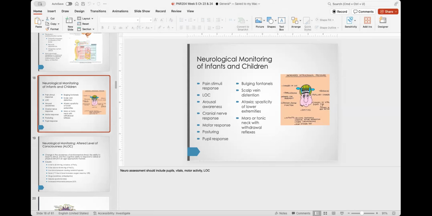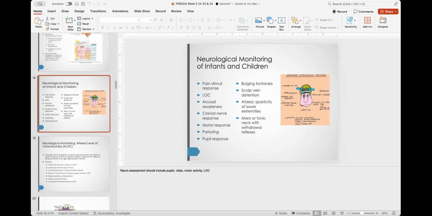We're looking at how they respond to pain, their level of consciousness, how awake and alert they are. We may test their cranial nerves, their motor responses. We're looking for asymmetry there that might tell us we've got increased intracranial pressure. Looking for abnormal posturing, their pupils, any bulging fontanelles, scalp vein distension. If we see their scalp veins bulging out, that's another sign we've got more pressure up there. We've got increased blood flow. Looking for abnormal reflexes there. Those are all going to be part of that neurologic monitoring that we do.